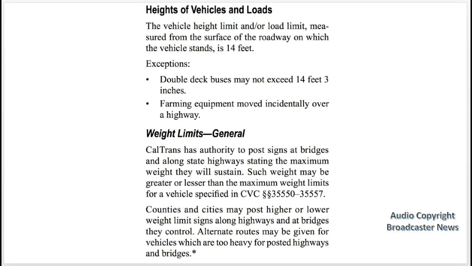Now let's talk about weight limits. Weight limits, general. Caltrans has authority to post signs at bridges and along state highways stating the maximum weight they will sustain. Such weight may be greater or lesser than the maximum weight limits for a vehicle specified in the CVC. Counties and cities may post higher or lower weight limit signs along the highways and bridges that they control. Alternate routes may be given for vehicles which are too heavy for posted highways and bridges.